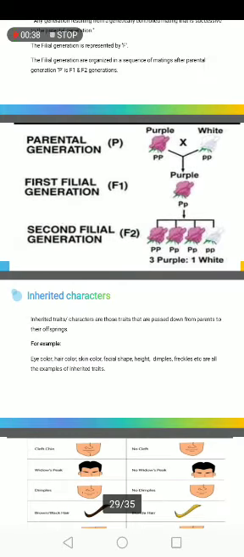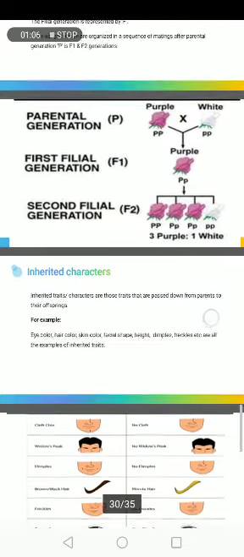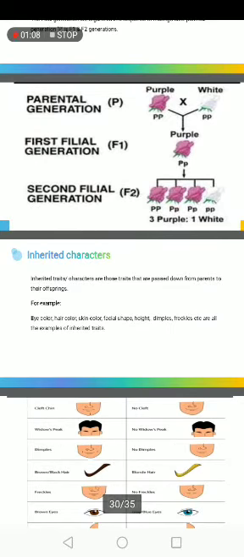For example, here we take the example of pea plant color, purple and white. When they are crossed with each other, they are true breeding. The parental generation is transferred into the first filial generation, which results in purple flowers, and then it is transferred into the second filial generation, and their ratio is 3:1 phenotypically, while their genotypic ratio is 1:2:1.